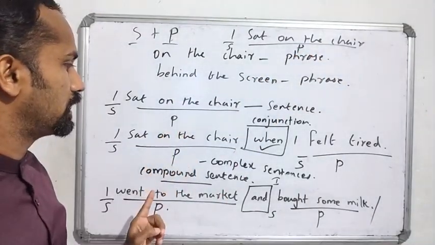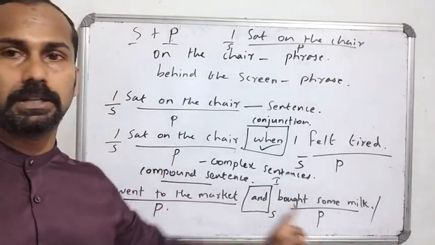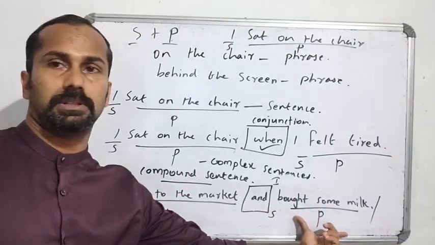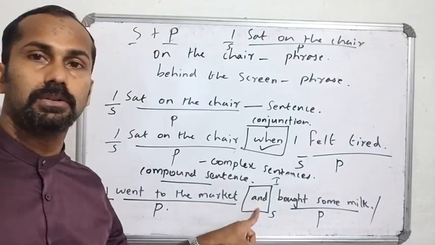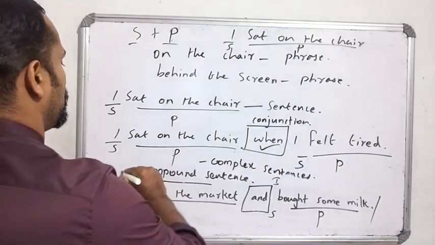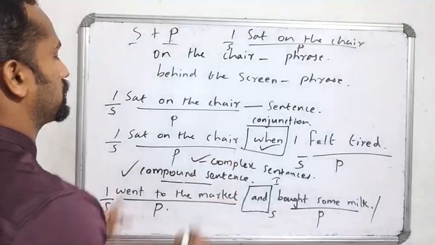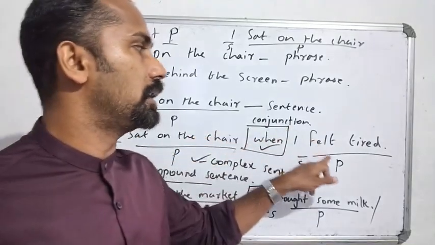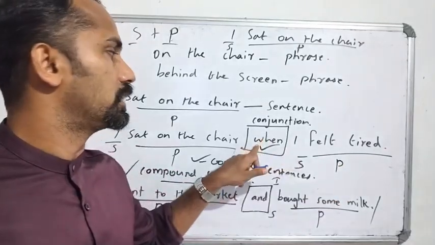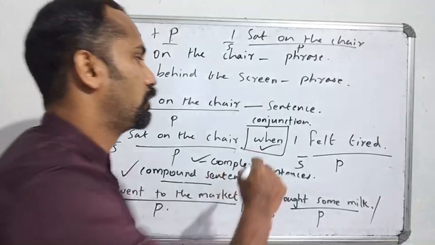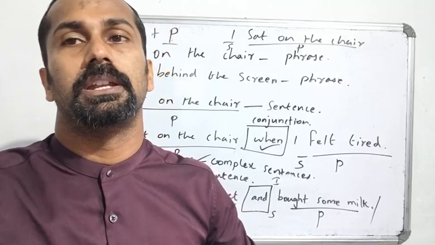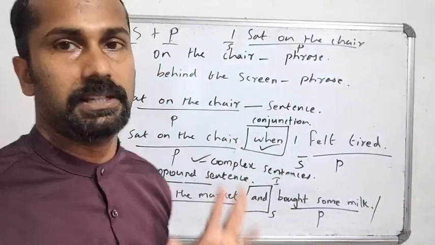Then the compound sentence is two independent clauses. I went to the market and bought some milk. So here two independent clauses are combined using one coordinating conjunction. This is called a compound sentence. The other one is a complex sentence. In a complex sentence, one independent clause is combined with one or more dependent clauses by using a subordinating conjunction. Subordinating conjunctions: if, when, unless. With these subordinating conjunctions, it is called a complex sentence.